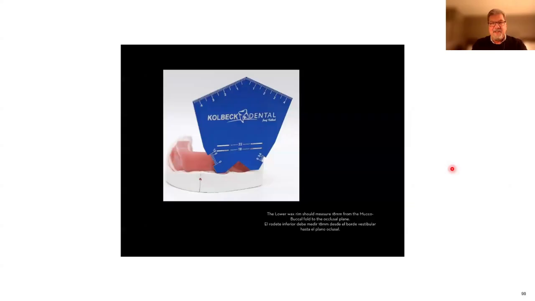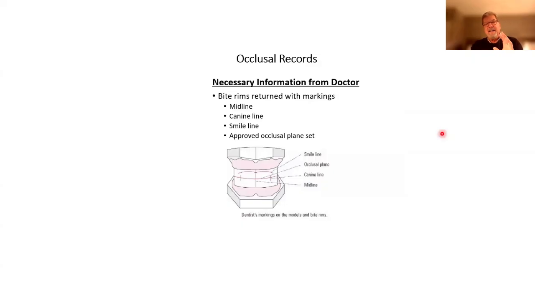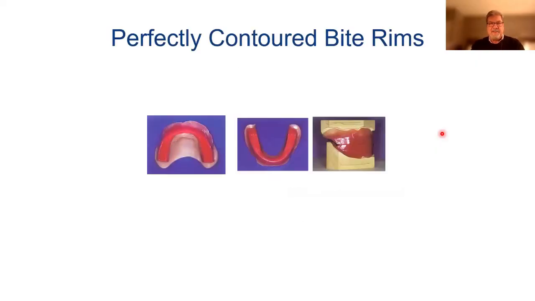What I love about this too is you can check the 18 to 22 millimeters on this tool. This is an excellent tool. I gave all these to every technician in the lab who had to process or make occlusal rims. You see where it says 18 to 22 millimeters? Your Bard-Parker blade goes right through that slot and makes a mark in the wax, so you have the exact measurement. Really cool stuff. Again, the necessary information we need: midline, canine line, smile line, and the occlusal plane. Good information here. There are your perfectly contoured bite rims.